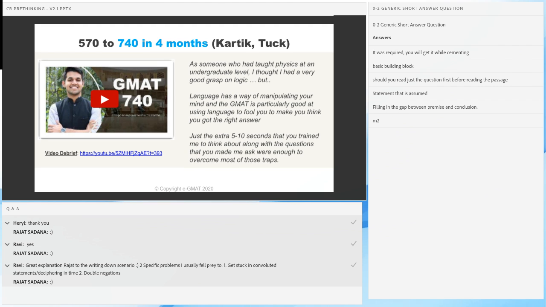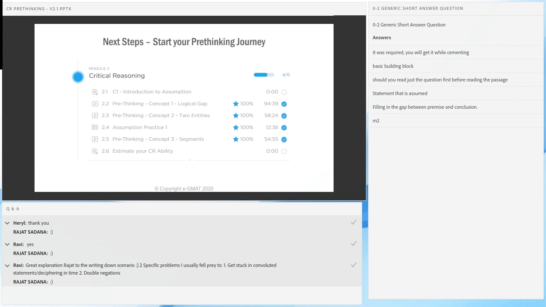And here's an example of a guy who improved by about 270 points. He basically said, hey, I thought I was good at logic, but because I didn't slow down, because I didn't do pre-thinking, I was making mistakes. The moment I started doing this, I was able to improve. This guy is one who's studying in Tak. I think last year half the class at Tak, half the Indian class at Tak, were EG matters overall.